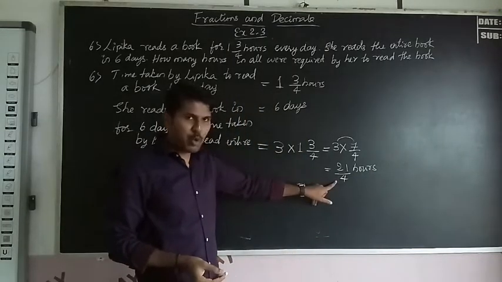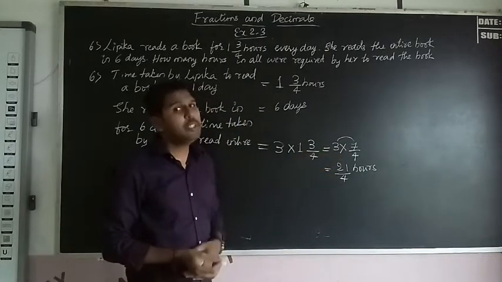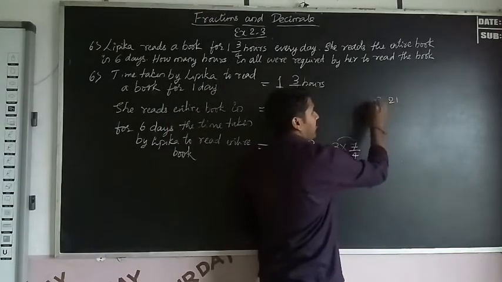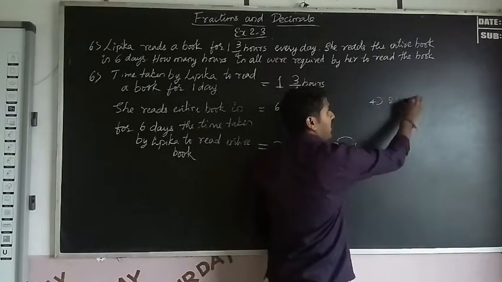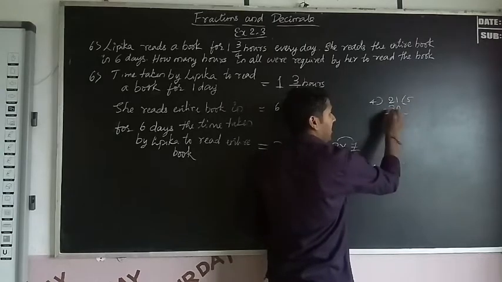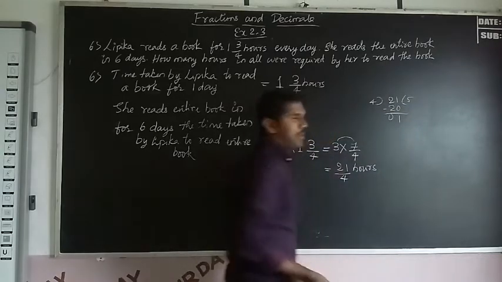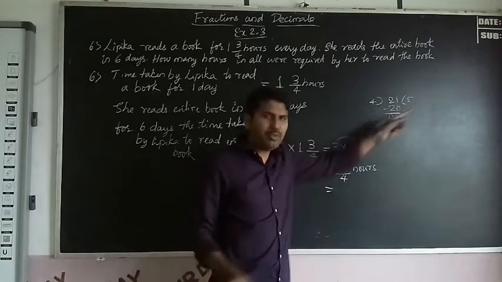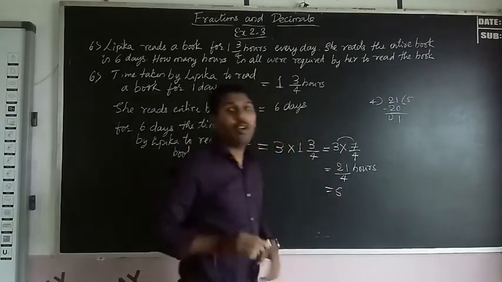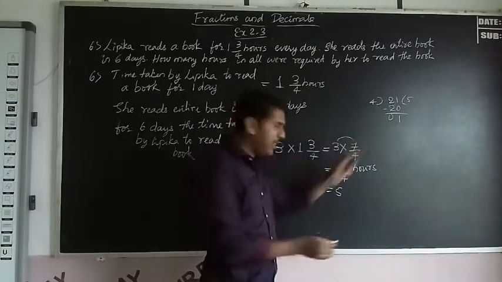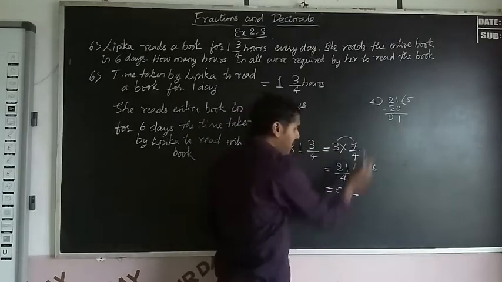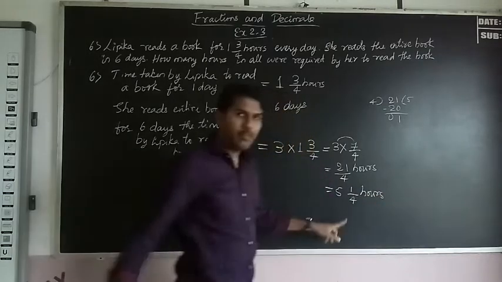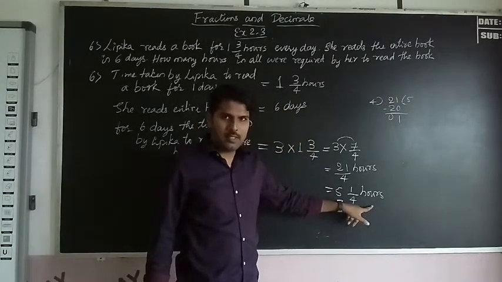So this is an improper fraction. Try to write it as a mixed fraction. So just divide 21 by 4. 4 fives are 20. Remainder 1. So how to write this one? So 5 is the quotient. So that should be in the whole number part. The remainder should be in the numerator part. The denominator stays as it is. 5 integer 1 by 4 hours. Okay.